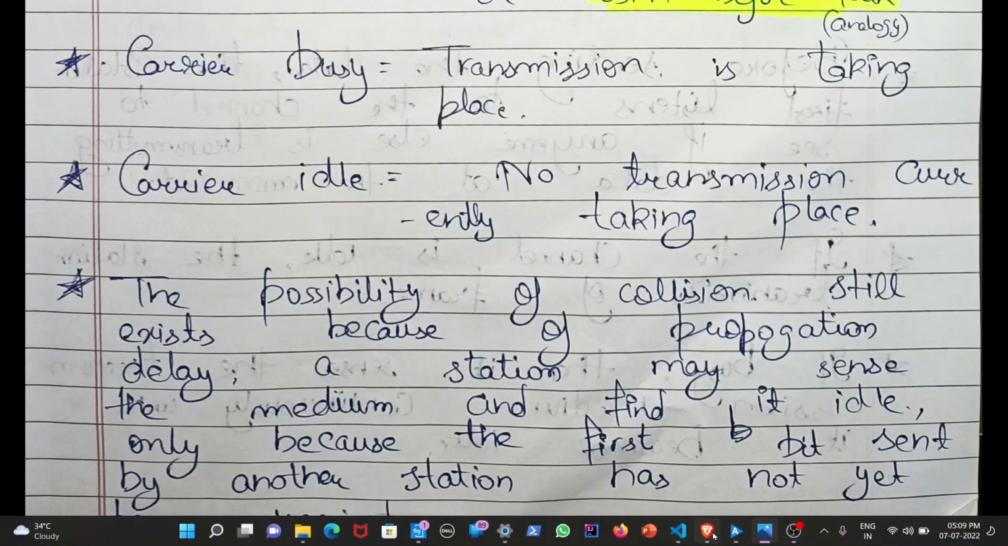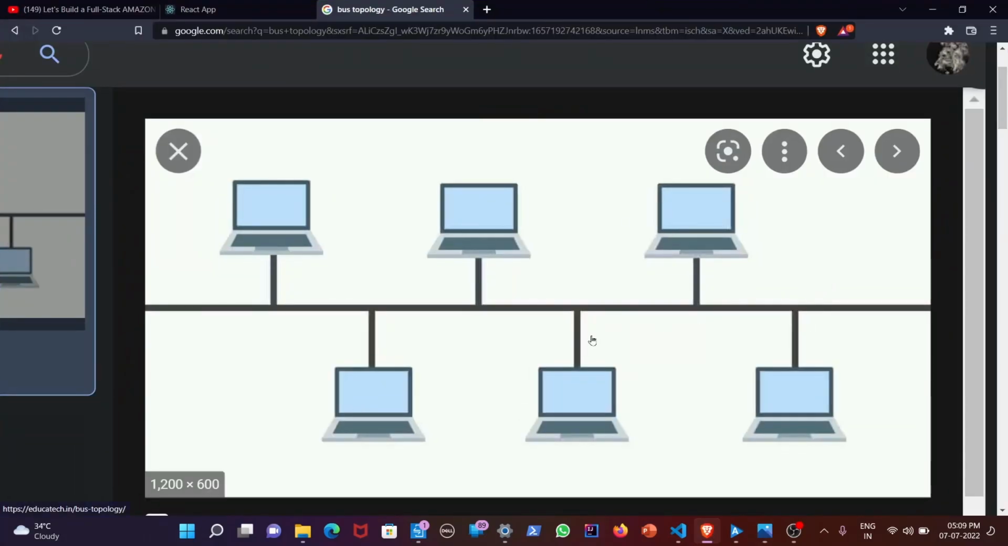Let me take you to the browser. Suppose this particular computer has to send its frame to this computer. This computer senses the channel and finds it free, that is idle. However, this other computer already sent a frame, and that frame was on the way. It was over here somewhere. It didn't reach this computer yet.